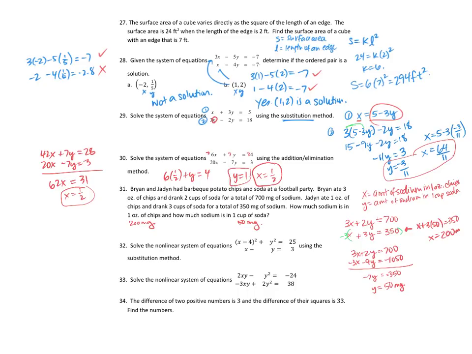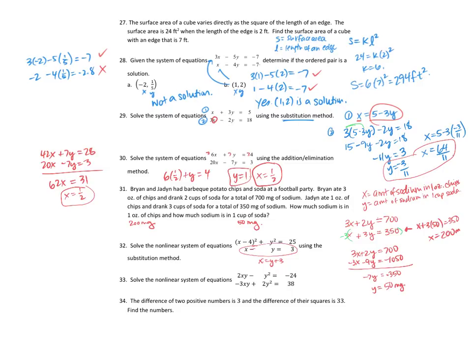Solve the nonlinear system of equations using the substitution method. Okay, so here I want to solve for either x or y. So I think I'm going to take this bottom one and solve it for x, and I'm going to get x is equal to y plus 3. And then once I do that, I can substitute that into equation 1.